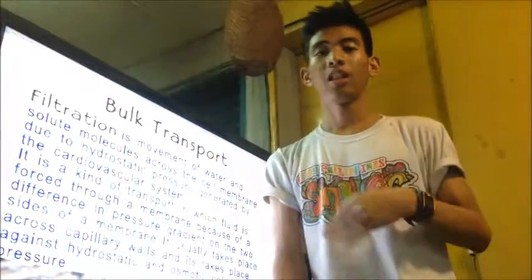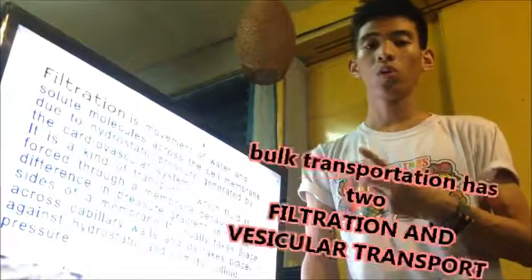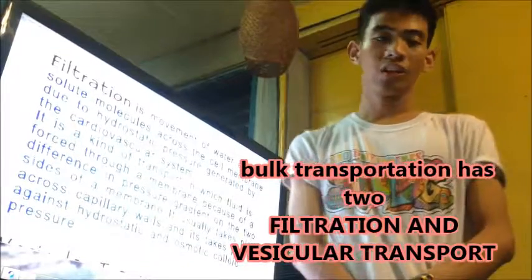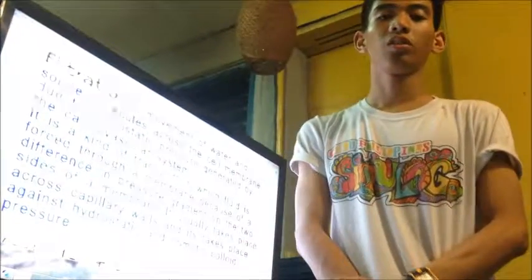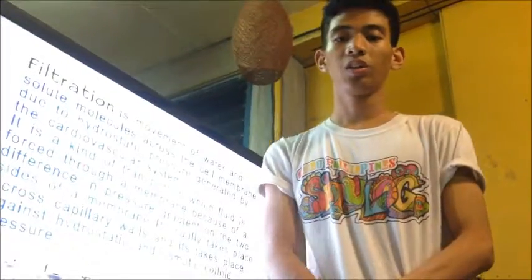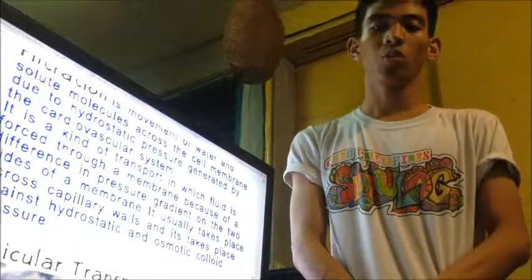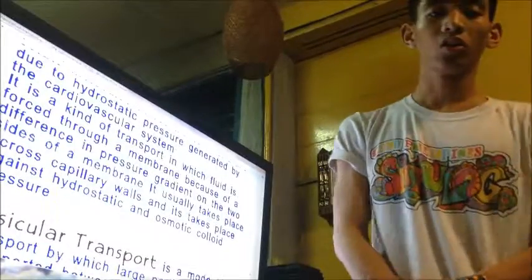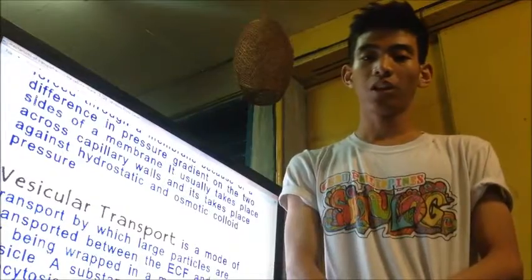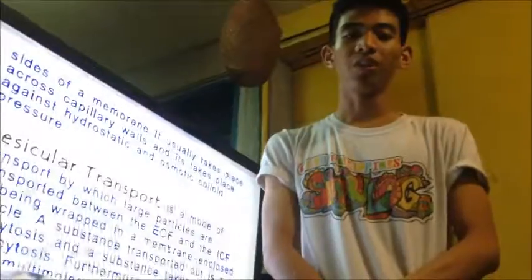Let's start the last process, bulk transport. Bulk transport has two stages, filtration and vesicular transport. Filtration is movement of water and solute molecules across the cell membrane due to hydrostatic pressure generated by the cardiovascular system. It is a kind of transport in which fluid is forced through a membrane because of a difference in pressure gradient on the two sides of the membrane. It usually takes place against hydrostatic and osmotic colloid pressure.